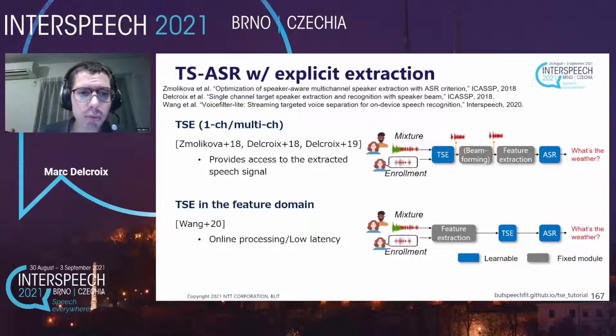There is a related approach that, instead of doing the target speech extraction on the signal itself, does the target speech extraction in the feature domain. So first it performs the feature extraction and gets features suitable for ASR, and then does target speech extraction on these features. And this has been shown to be advantageous in terms of providing capability for online processing and low latency.